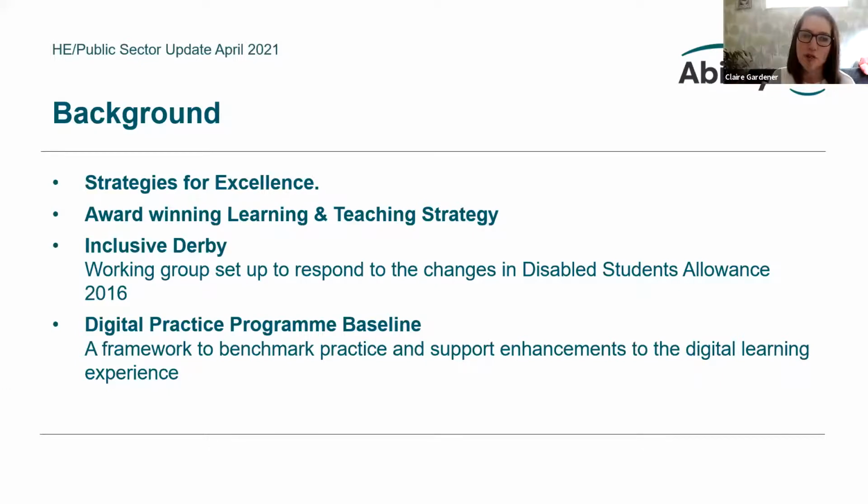So a bit of background. Inclusive practice and accessibility has been embedded in our strategies at the University of Derby for some time now, across all our strategies for excellence. That relates to our learning and teaching strategy, our assessment and feedback, and our technology enhanced learning strategy. Our learning and technology strategy was award-winning a few years ago from the Times Higher Awards, and it promotes inclusive and flexible learning provision which meets the needs of our diverse learners and provides an environment in which learners are effectively supported in their transition throughout the stages of their higher education journey.